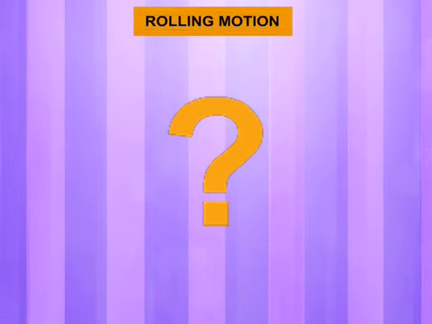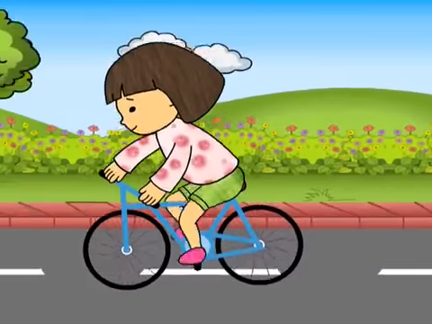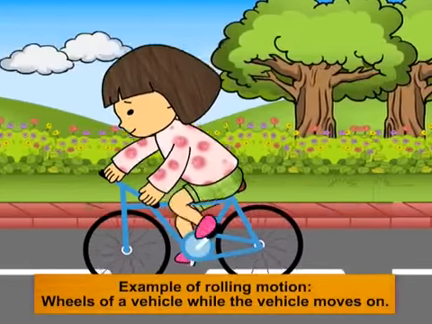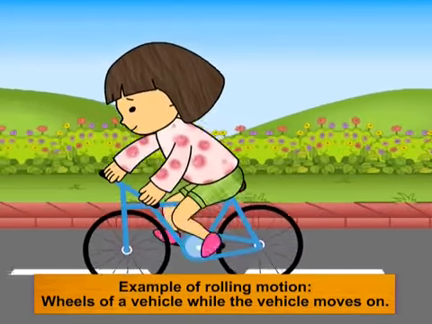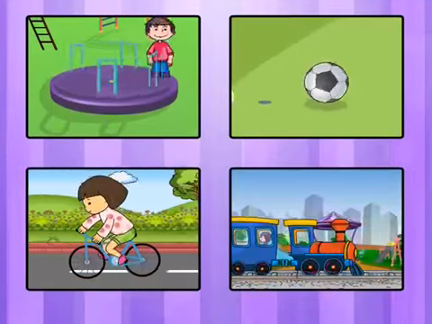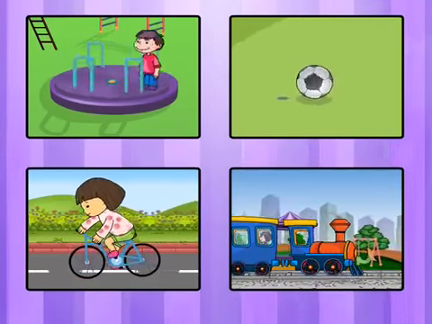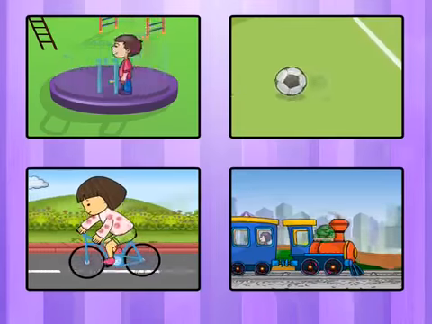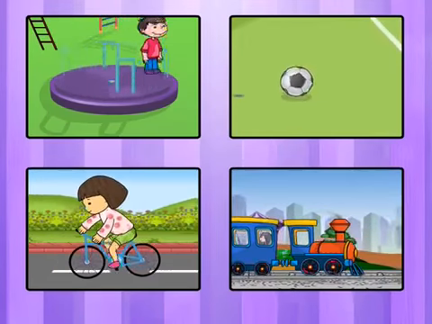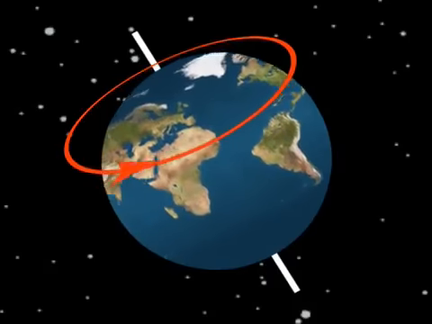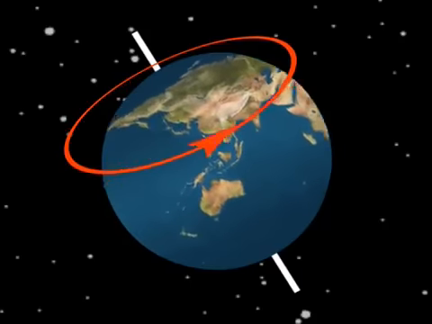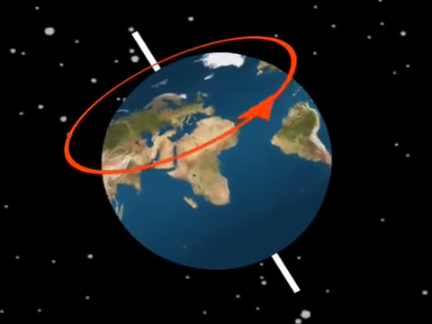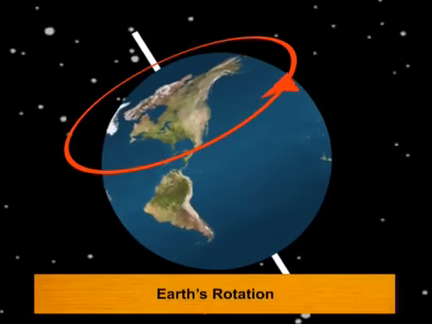Can you think of any other object which undergoes rolling motion? Well, yes. The wheels of a bicycle or any vehicle undergo rolling motion while the vehicle moves forward. Now that we understand about different types of motion, let's study the nature of motion of our Earth. Earth moves around its own axis. That is, it is in circular motion around its own axis. This motion is also known as Earth's rotation.